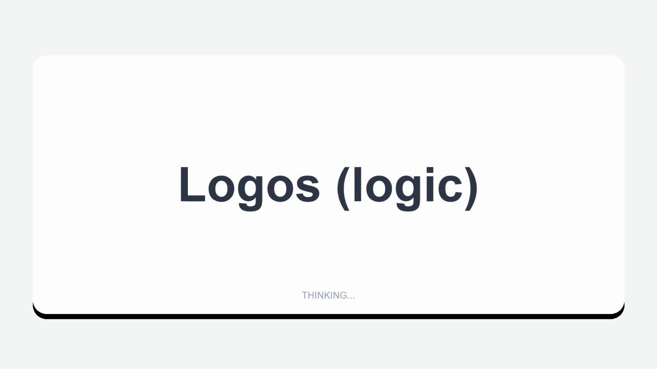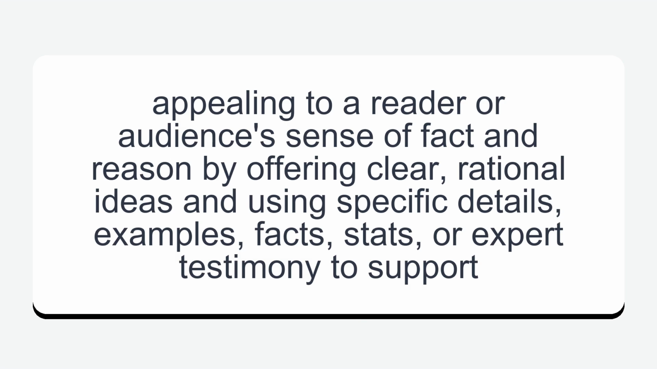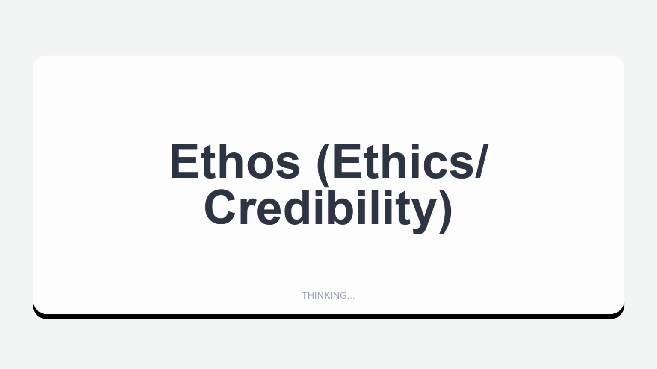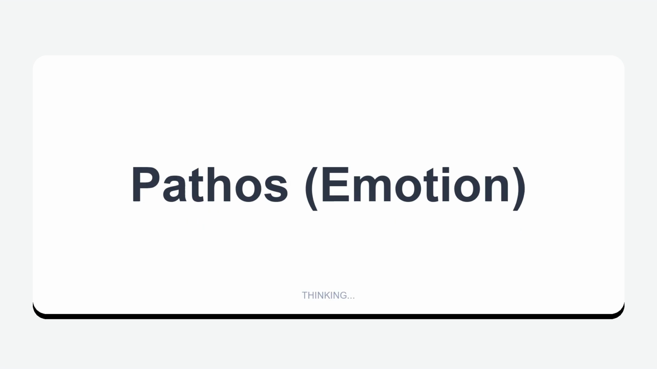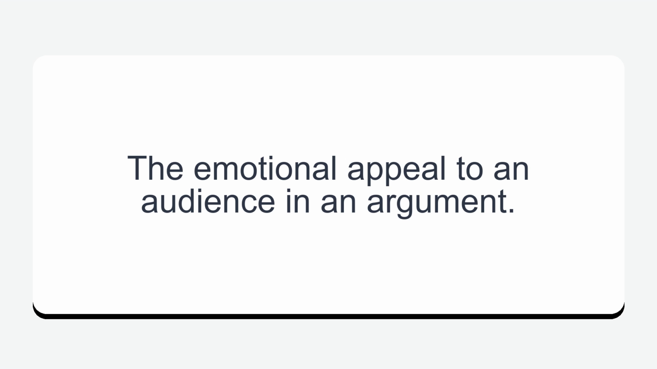Logos, logic: appealing to a reader or audience's sense of fact and reason by offering clear, rational ideas and using specific details, examples, facts, stats, or expert testimony to support. Ethos, ethics/credibility: the ongoing establishment of a writer's or speaker's authority, credibility, and believability. Pathos, emotion: the emotional appeal to an audience in an argument.